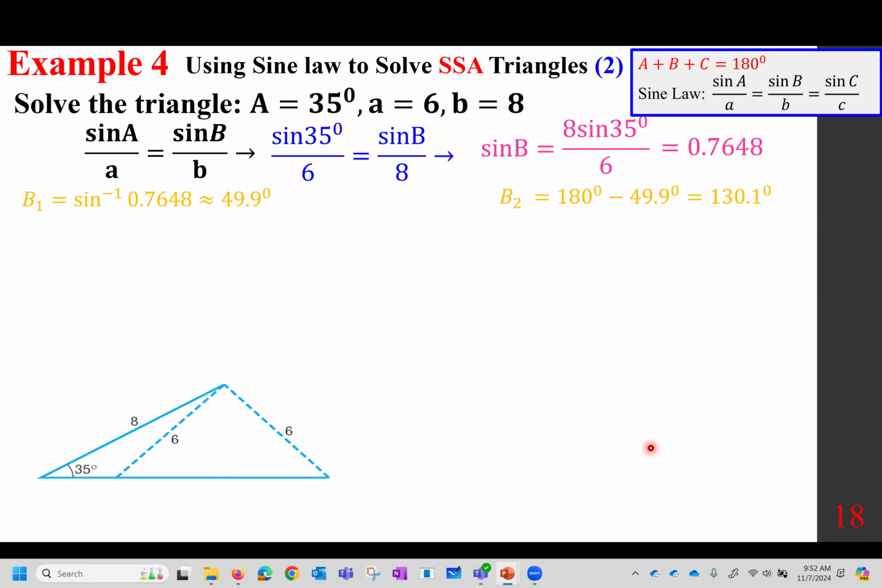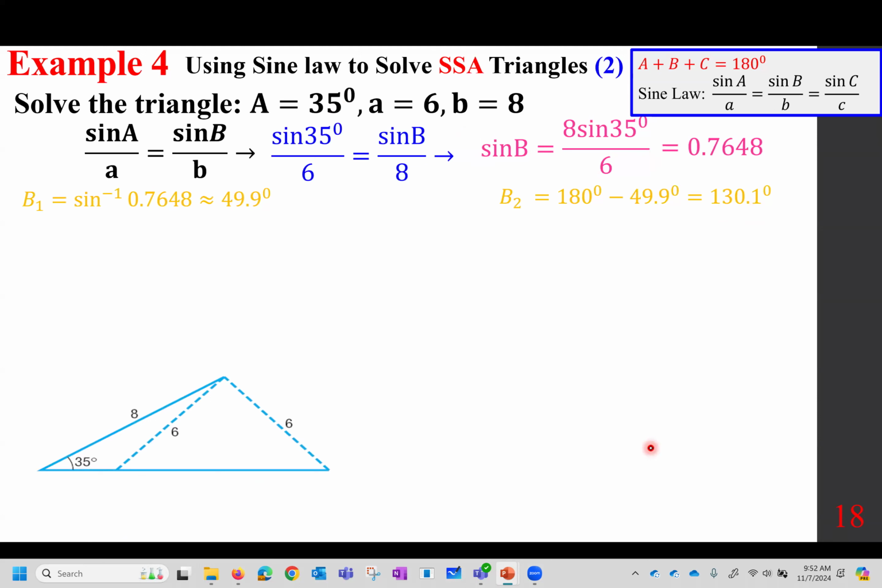Therefore, we're dealing with a case like this. This is 35 degrees. This is 6. This is 8. And when we have this case, that means there is another triangle. And this is identical to this side, the smaller side, not the big one, the smaller side. So we are going to work on this one as well as the big picture.